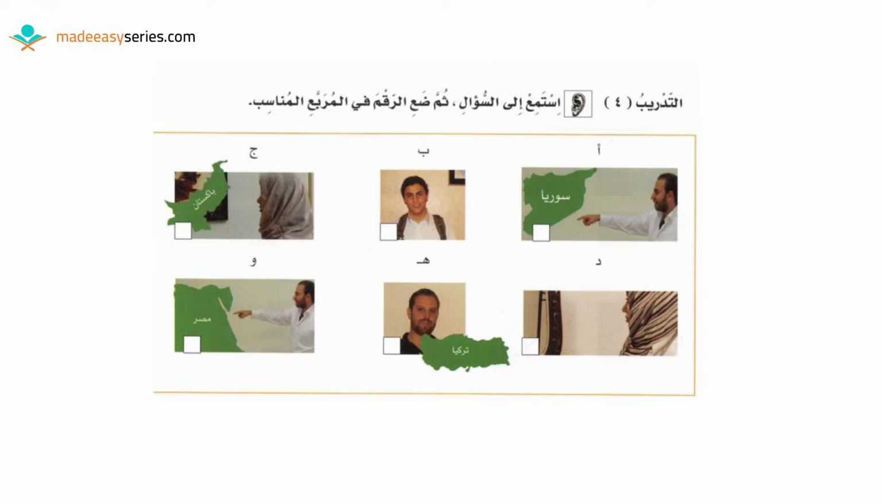For example, if the first question that you hear matches the first picture, put number 1 on the first picture. If it matches the second picture, put number 1 on the second picture, and so on. Now please listen to the questions carefully, do the answers by yourselves, then we're going to check the answers together.